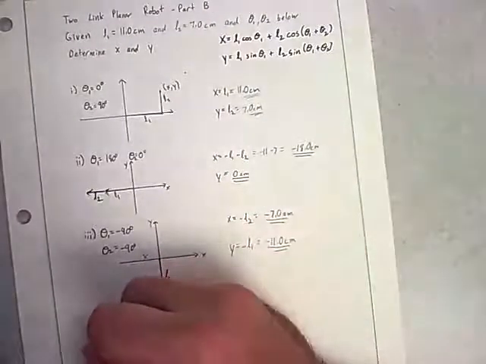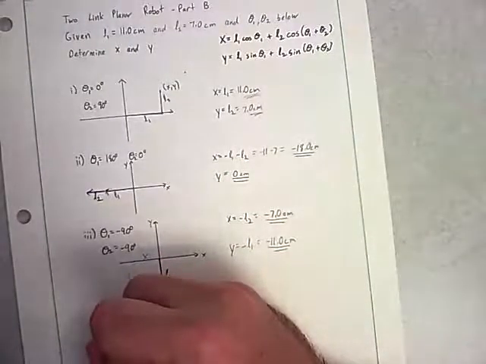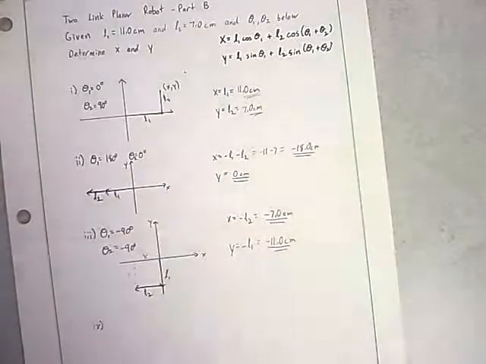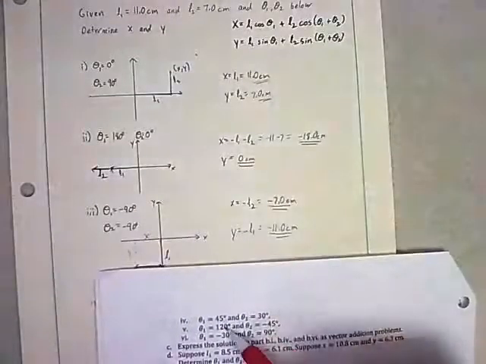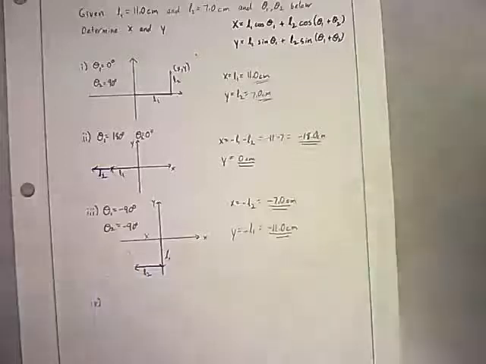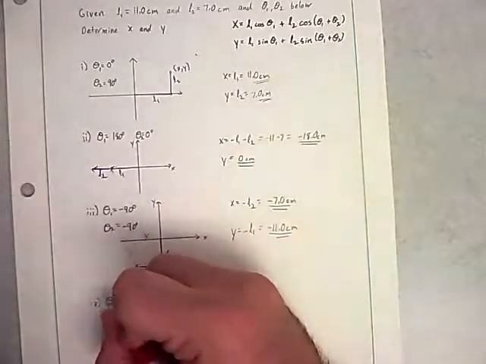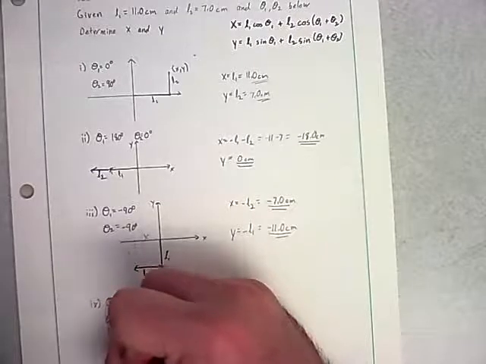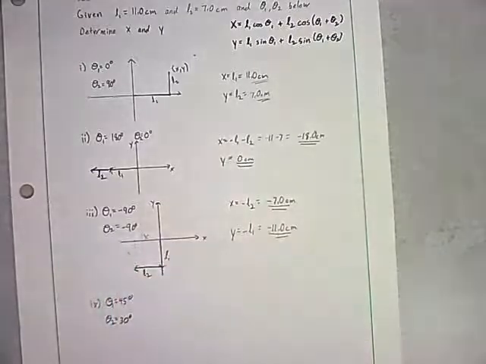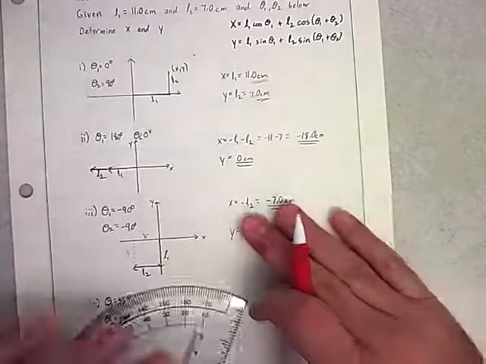Alright. Which brings us to part 4, where of course they're going to start getting tricky with this: 45 degrees and 30 degrees. So theta 1 is 45 degrees, and theta 2 is 30 degrees. Alright, so let's draw an axis real quick again.